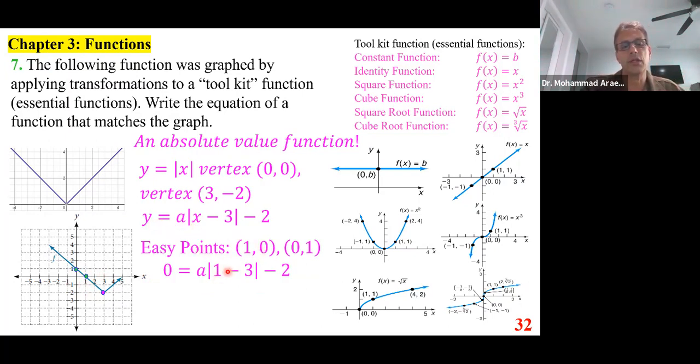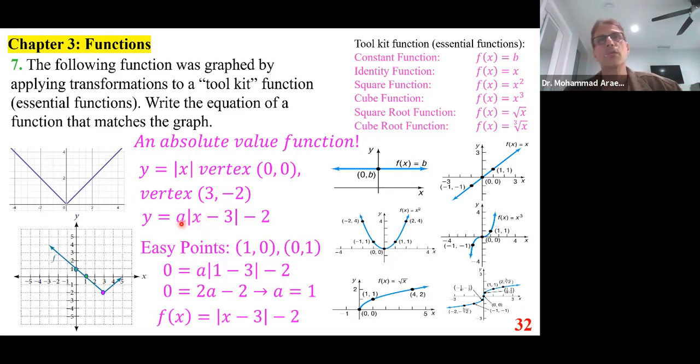1 minus 3 is negative 2. The absolute value makes it positive 2. Therefore, A becomes 1. Your final function is f of x equals the same thing here without the A: absolute value of x minus 3, minus 2. So there were basically 2 transformations, 3 units to the right, 2 down.